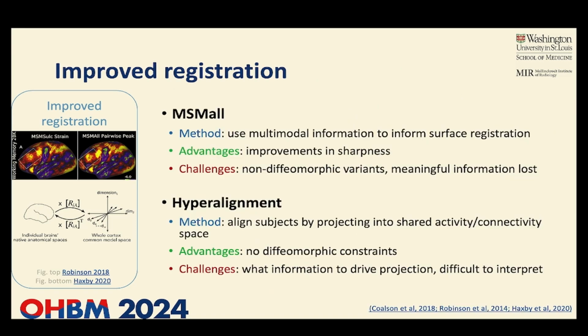So I'll go very briefly over each of these and explain some methods and the advantages and disadvantages. Improved registration we've heard a lot about already. That's the easiest way to put two participants in the same space. And MSMAll is one excellent approach that does that in brain space. It uses both structural and functional information to align participants as well as possible, and we've seen the improvements in sharpness that can bring.